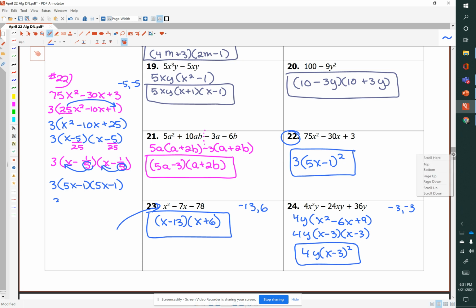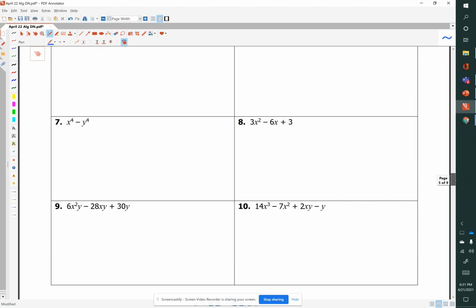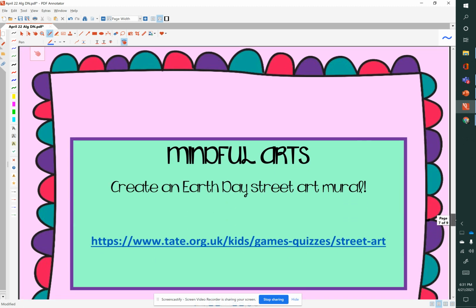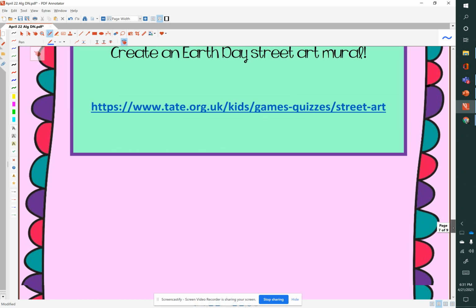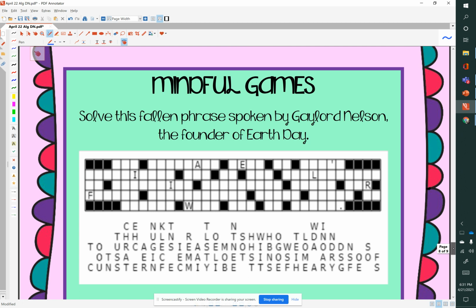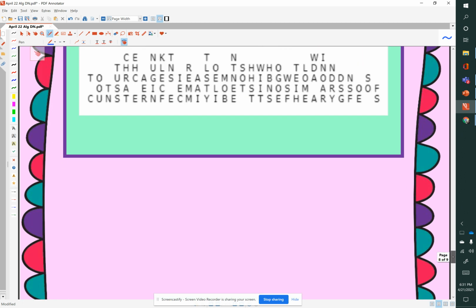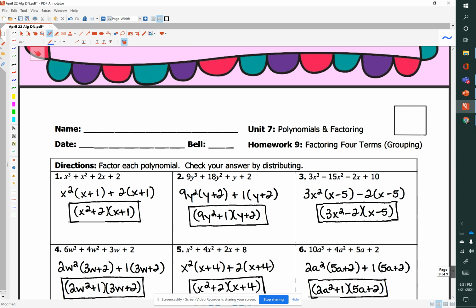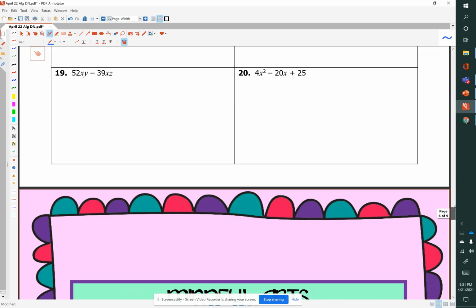For your homework, please make sure to do a few of each type of problem tonight. It's a great review. After your homework, if you want to make an Earth Day street art mural, or solve this fallen phrase when you need a break later today before your homework. I also have the answers for last night's homework, so you can check those.